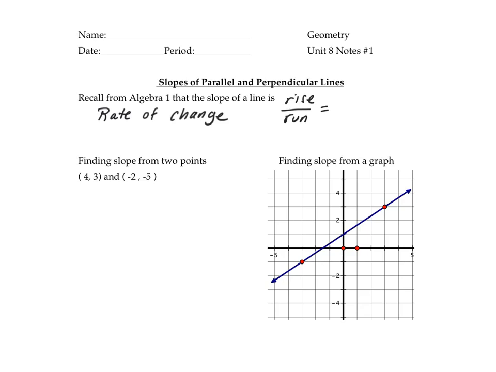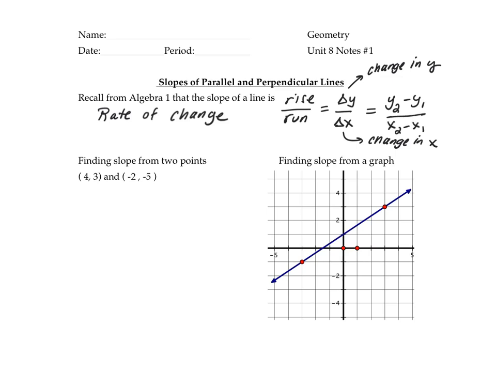In mathematical terms, sometimes we write delta y divided by delta x. And that little triangle, delta, stands for change in. So change in y divided by the change in x. We can also write this in the form that we're going to use most often, which is y2 minus y1 divided by x2 minus x1. And typically, we use the letter m to represent slope.